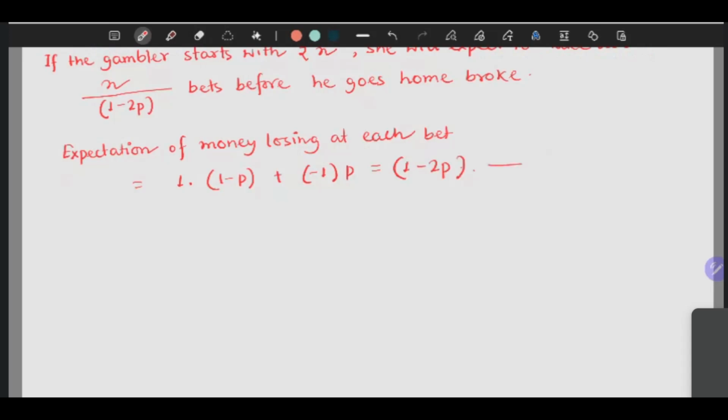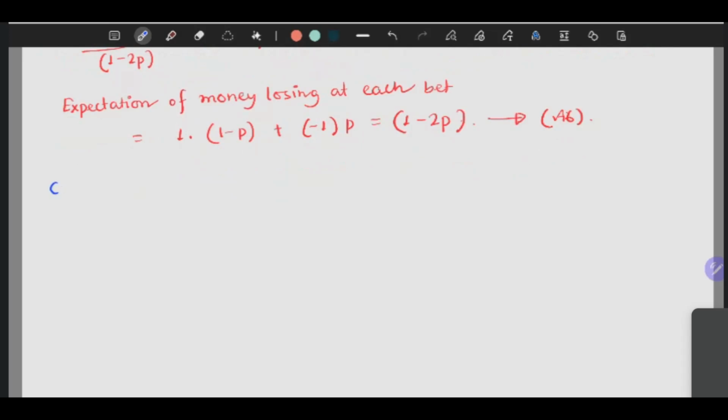Now there is a catch to this. This should be categorically mentioned, so that you cannot mistakenly think like this. Be careful: you can easily make those simpler statements that you can expect to have this many bets before going home, but this kind of argument is not correct.